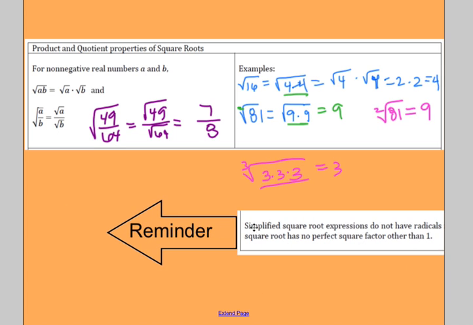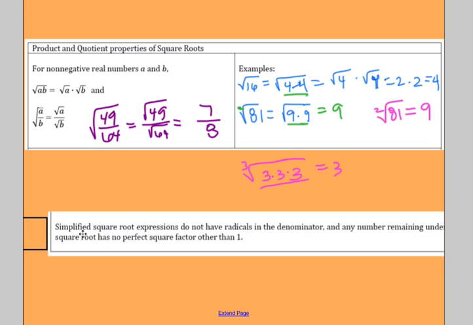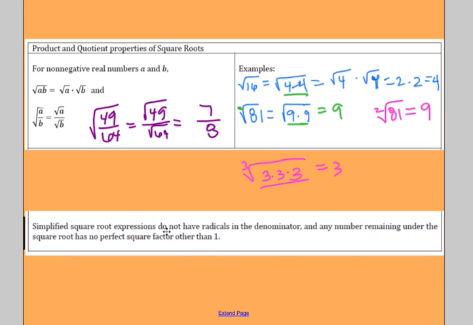One reminder is that simplified square roots do not have radicals in the denominator, and any number remaining under the square root has no perfect square factor other than 1. So if I say to simplify something, that means that you do not have a radical written in the denominator. Okay, so just a reminder, if I have a fraction, the top is the numerator, the bottom is the denominator. So you wouldn't leave this radical in the denominator. You'd have to rationalize the denominator. Also, you'd have to simplify anything underneath the square root. Okay, so there's no perfect square other than 1. So we'll look at some things like that as we go through the examples.